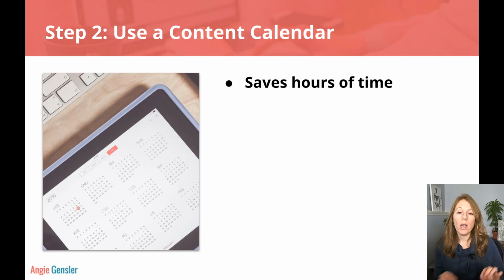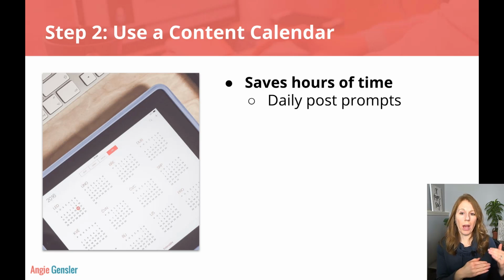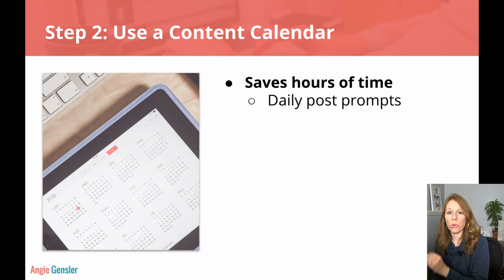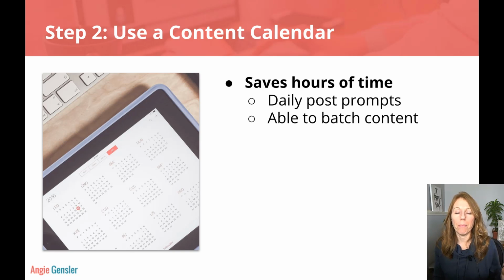Because a content calendar will save you hours and hours of time. It does it because you have a daily post prompt in your calendar. Every day, you've got a prompt of what to post, so it takes out that thinking for you and saves a lot of time. It also allows you to batch your content so that you can sit down a week at a time and churn out that content really quickly, or maybe it's a month at a time. I even have customers who have created a year's worth of content at one time using a content calendar. It helps you to be a lot more efficient and really streamlined with your process.